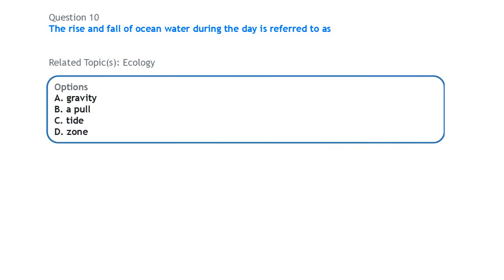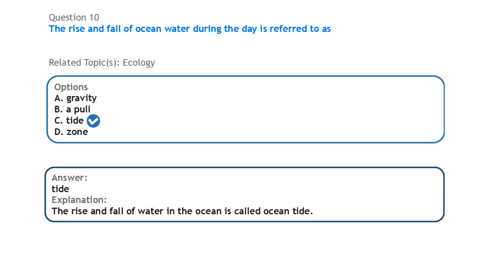Next, on ecology, the rise and fall of ocean water during the day is referred to as tides, or ocean tides.